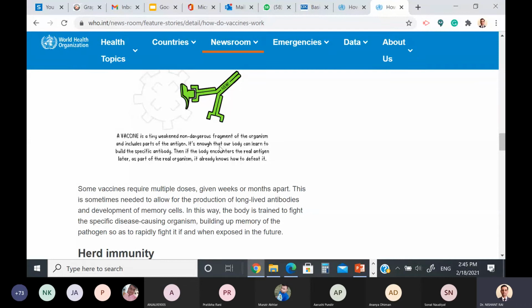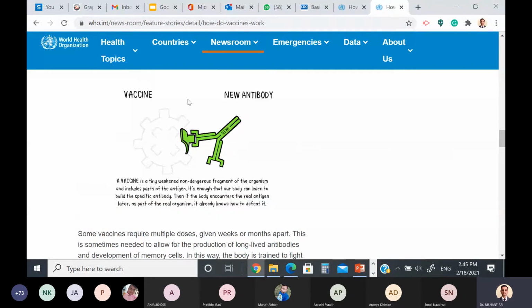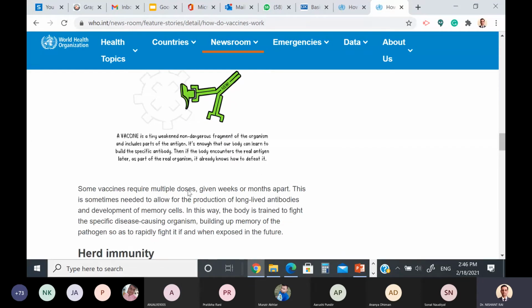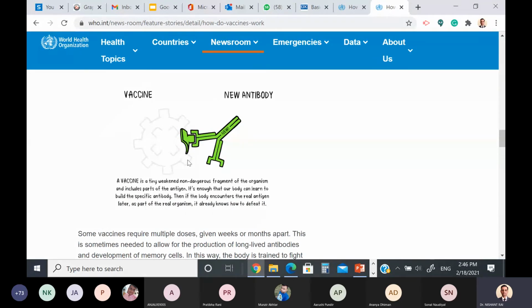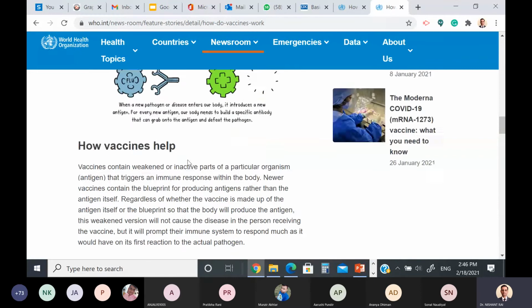It means it has enough that our body can learn to build a specific antibody. And then if the body encounters the real antigen later as part of a real organism, it already knows how to defeat it. So what it is saying is that if you know the virus or the part of the virus which has a property to induce immune response, you can use it as a vaccine. And that's why we make vaccines in different ways.